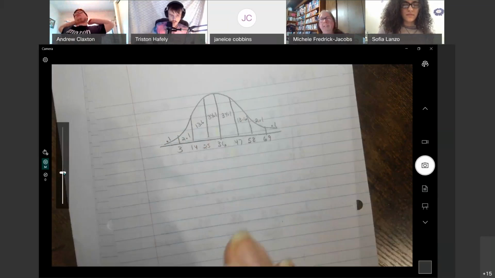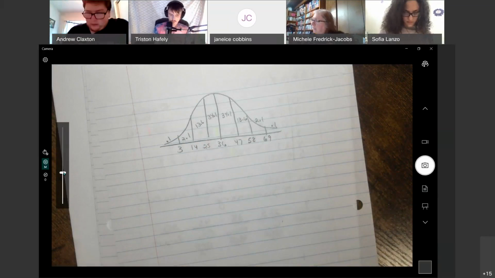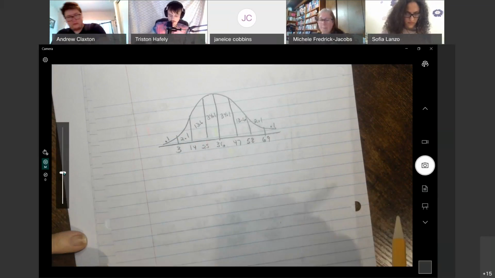I had one class that had 100, so that helped get your bell-shaped curve. But that's okay. Kind of cool to know, though. I never knew that.